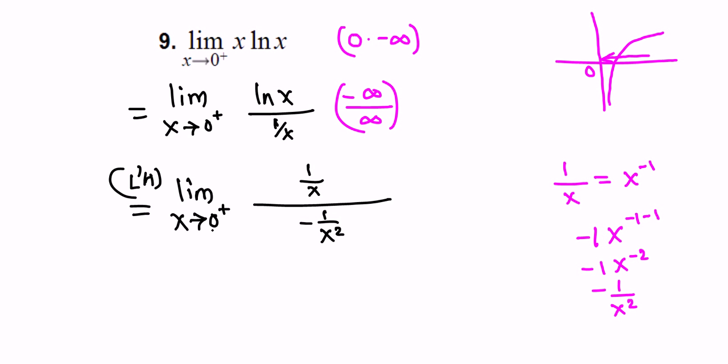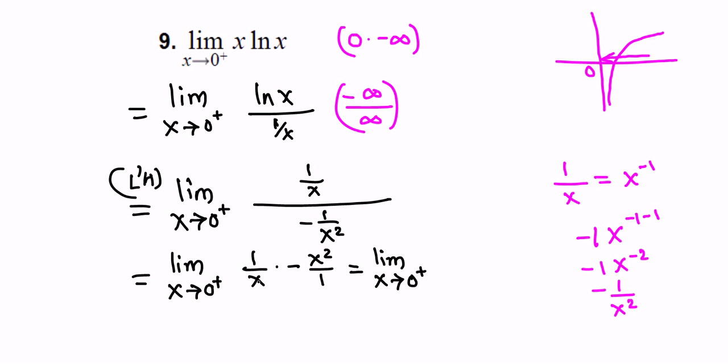Before we plug in x equals 0, let's simplify this fraction. So that's limit x approaching 0 from the right side of the fraction. Keep 1 over x, change this division to multiplication, and flip this fraction. So negative x squared over 1. Let's simplify. Limit x going to 0 from the right side. One x and 1 cancel, so just negative x is left.